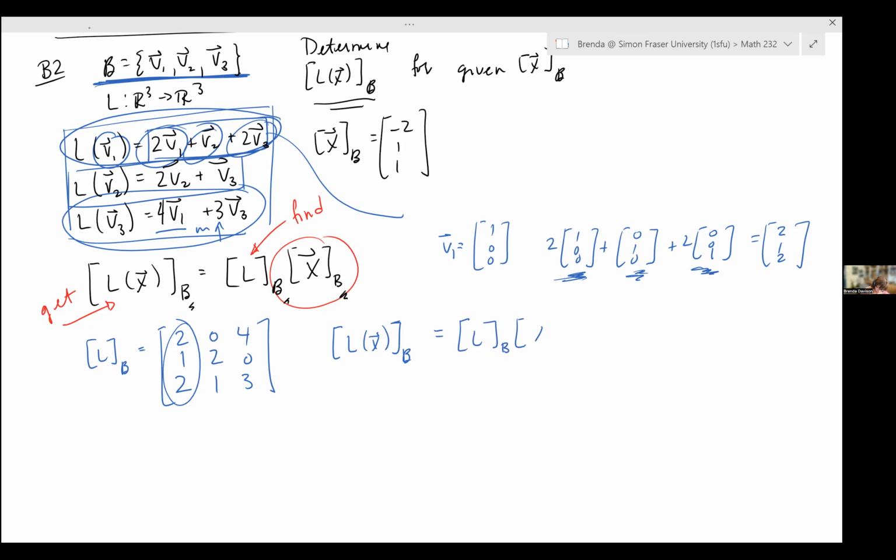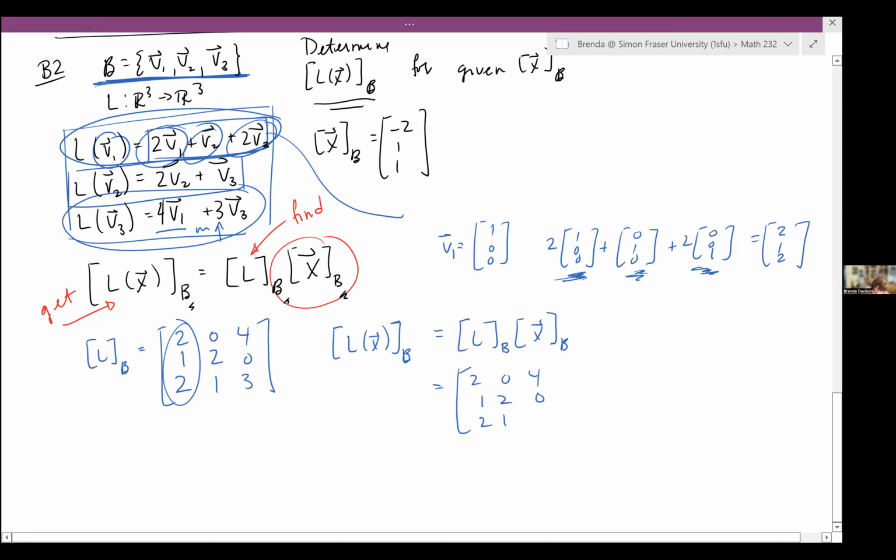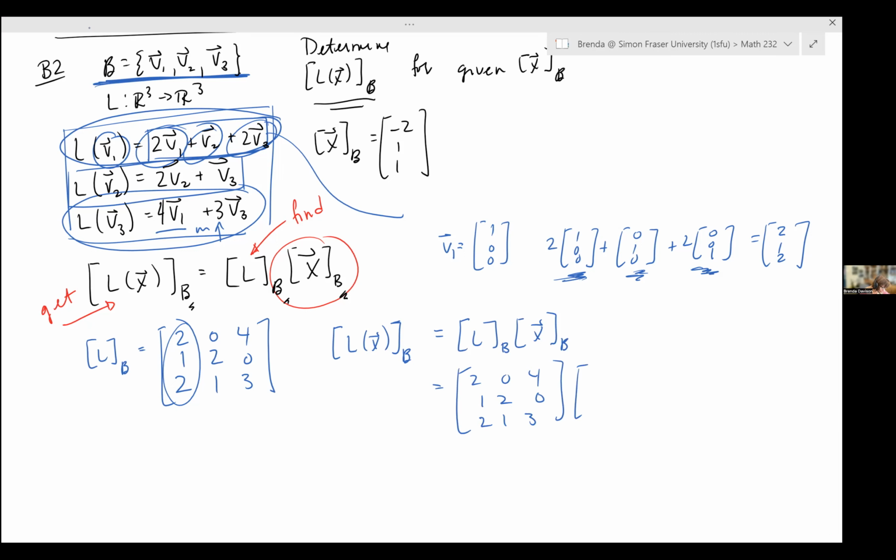So now that allows me to calculate L of x relative to b, which is equal to the matrix of L relative to b times x relative to b. That is this: 2, 0, 4, 1, 2, 0, 2, 1, 3, multiplied by the vector. I'm given this vector relative to b, so I can simply put that here. If I was given this vector relative to s, I would have to convert the coordinates to the new basis, but I don't have to do that in this case because I'm given it that way. Then I get this, and I do that multiplication.